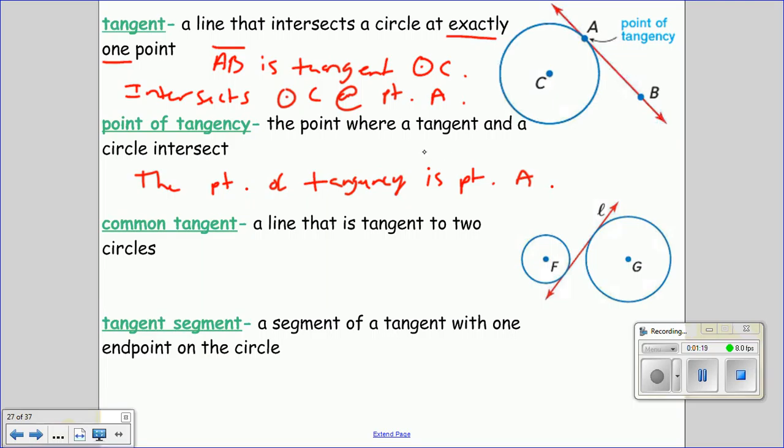A common tangent is a line that is tangent to two circles. So on my figure on the right, line L is a common tangent to both circle F and G.